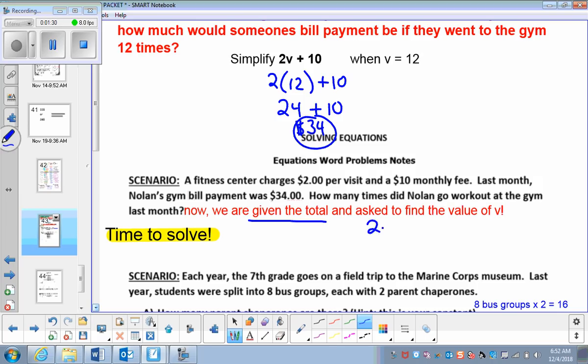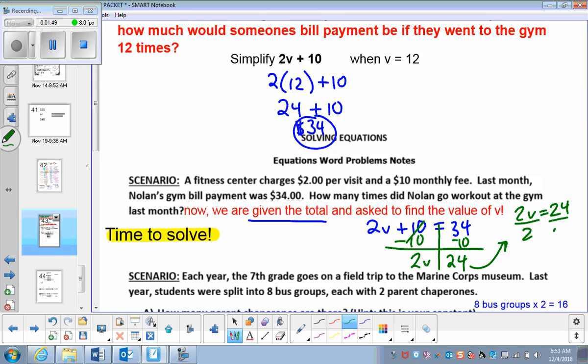So it's still the $2 per visit and the $10 monthly fee, except this time we're given the total of 34. And when we drop our line and solve and subtract the $10 monthly fee, we can see that $2 per visit cost him $24. At this point, we can simply divide the 24 by the $2 per visit and see that he must have gone 12 times. So 12 visits.